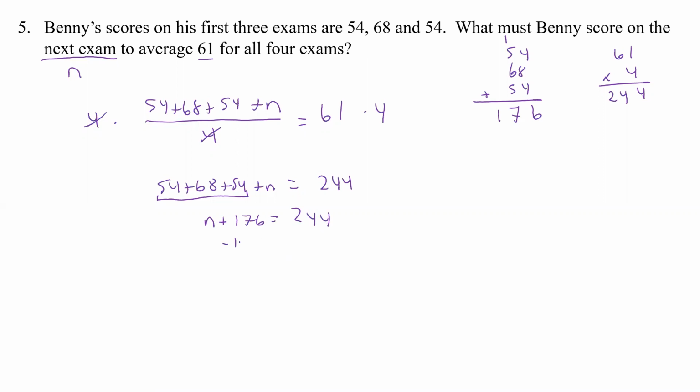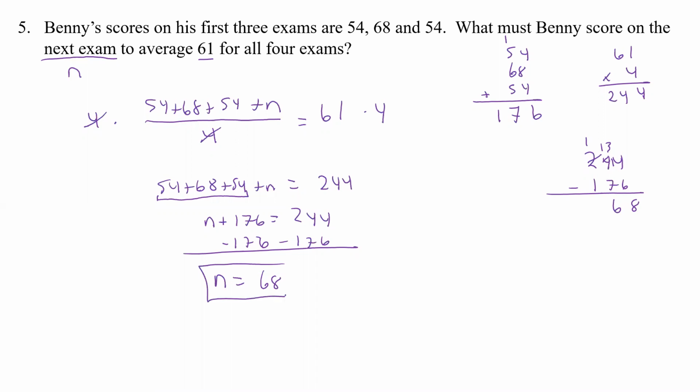Well, now we just subtract 176 from both sides, and we get n is equal to what? Well, now we have to take 244 minus 176, and so that's not going to work, so we borrow, that's a 13, and now 6 from 14, that gives us an 8, 7 from 13, that gives us a 6, so it looks like n is 68. And so that's what exam score number 4 has to be if they want to average a 61.